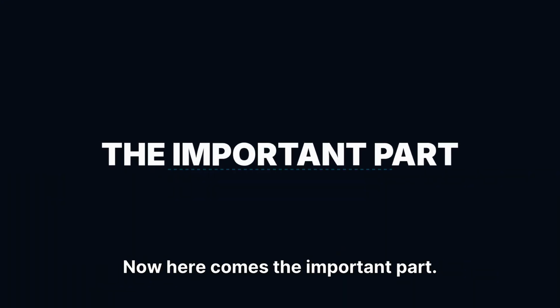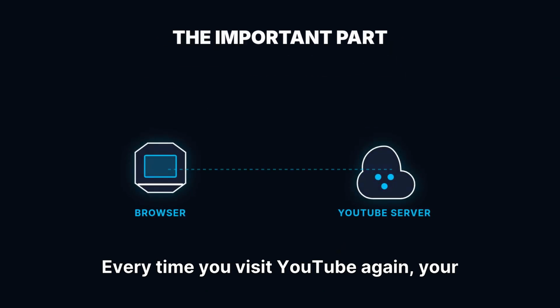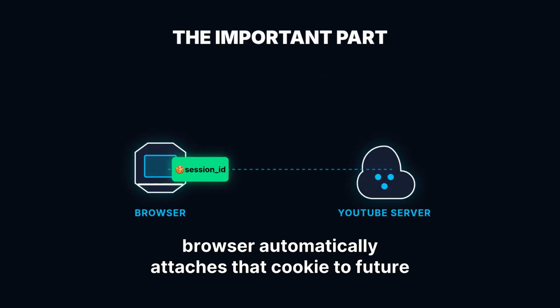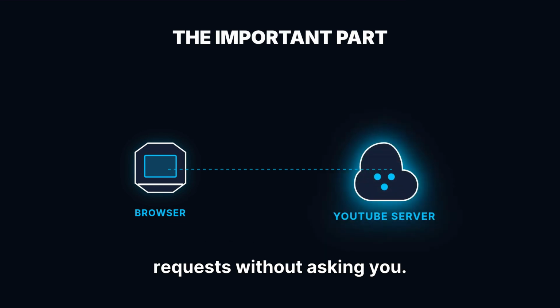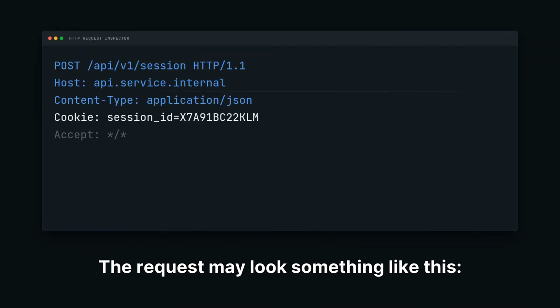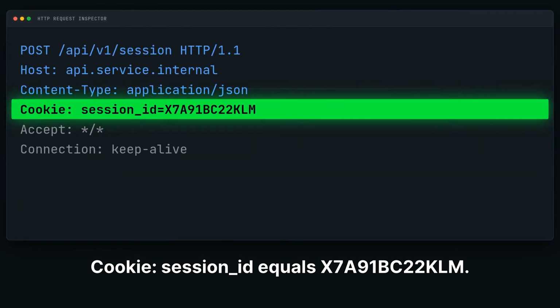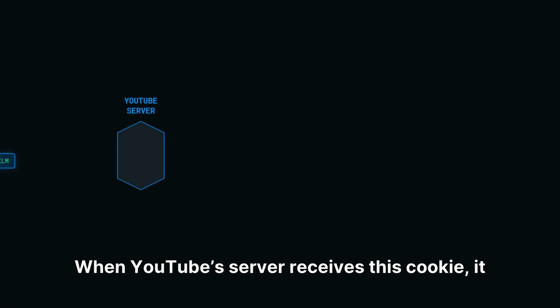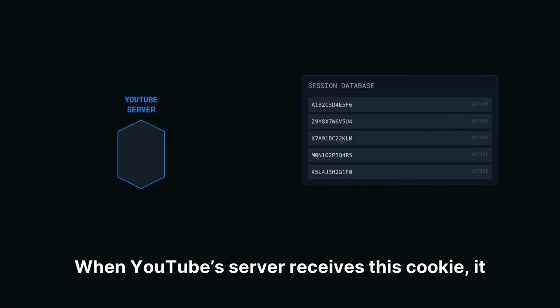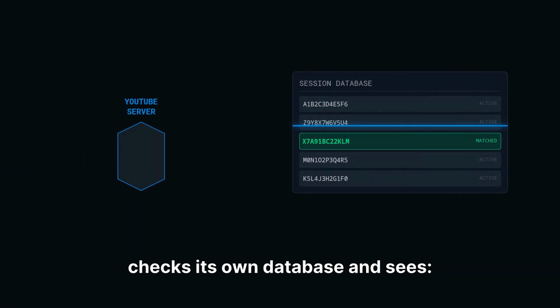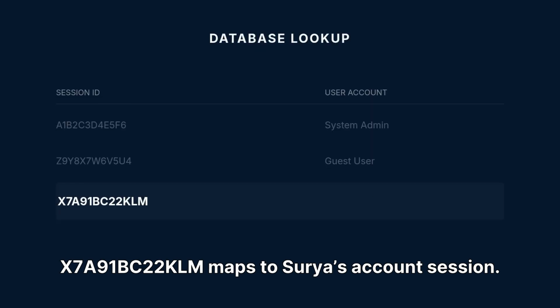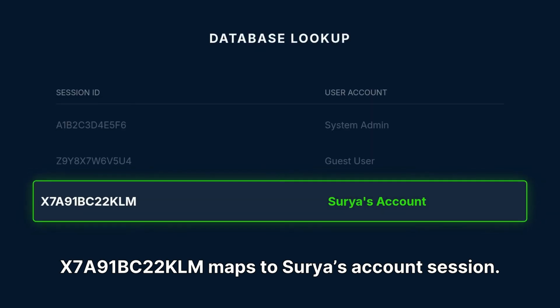Now, here comes the important part. Every time you visit YouTube again, your browser automatically attaches that cookie to future requests without asking you. The request may look something like this. Cookie: session ID equals X7A91BC22KLM. When YouTube's server receives this cookie, it checks its own database and sees X7A91BC22KLM maps to Surya's account session.